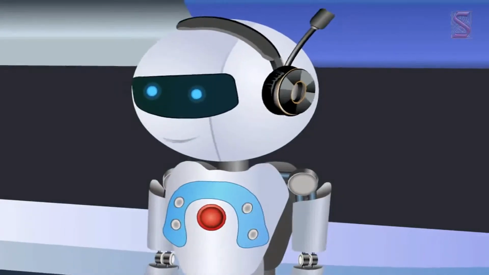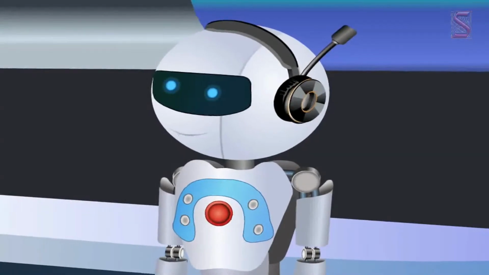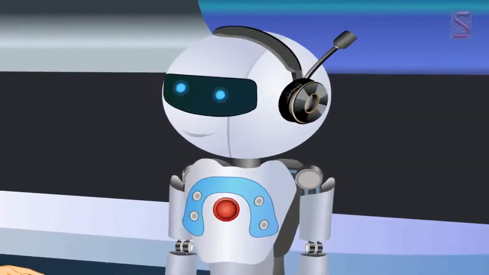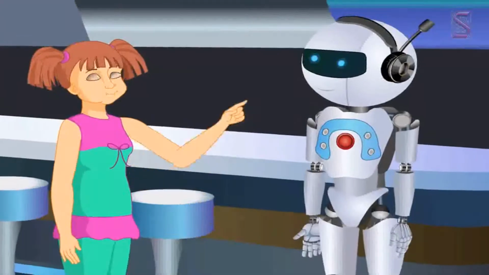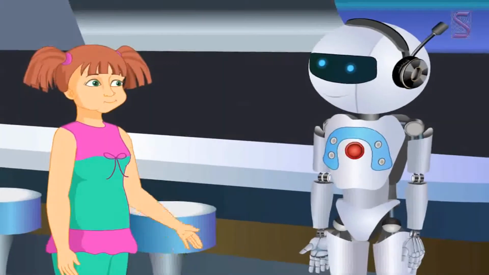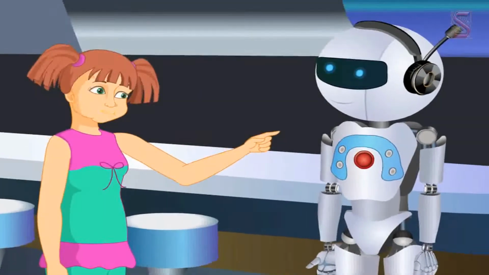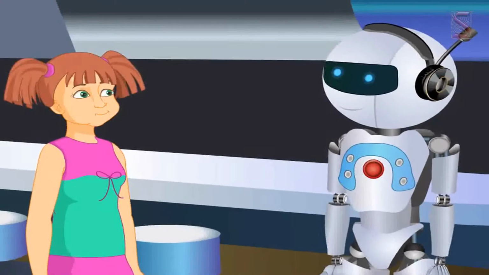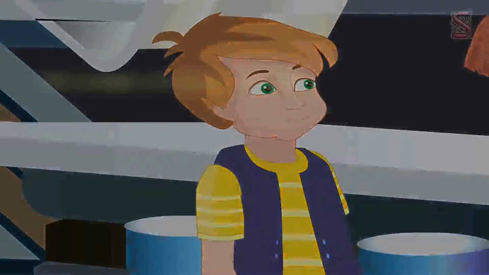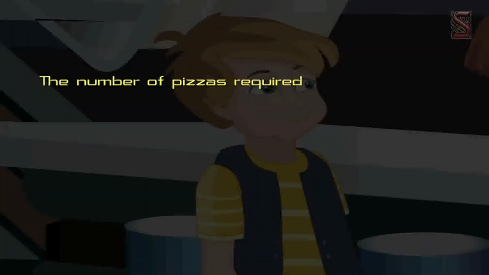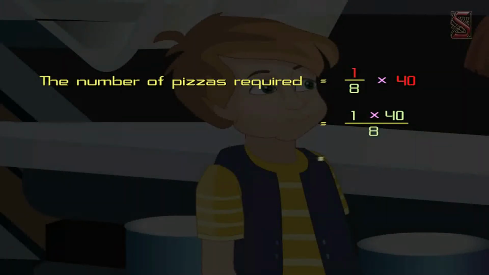Now that you have learnt about multiplication of fractions, let us calculate how many pizzas need to be ordered. Yes, assuming that each of our friends has at most one slice of pizza, then each of them will get 1 by 8 of a pizza. There are 40 children. Hence, the number of pizzas required can be obtained by multiplying 1 by 8 and 40. Multiplying the numerator with 40, we get 5 pizzas as the solution.